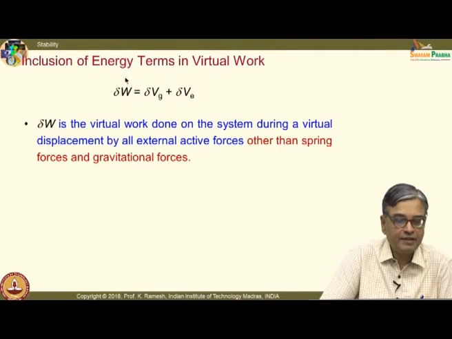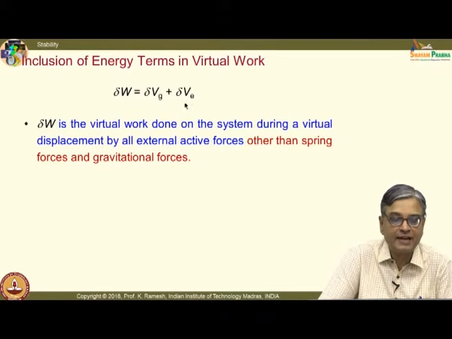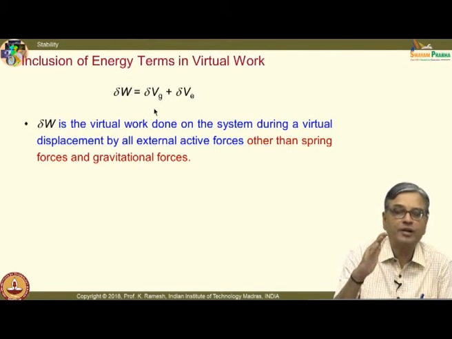And when you say delta W, you qualify that this is the virtual work done by all external active forces other than spring forces and gravitational forces, because they are separately included for the spring and separately included for any vertical movement of the system.